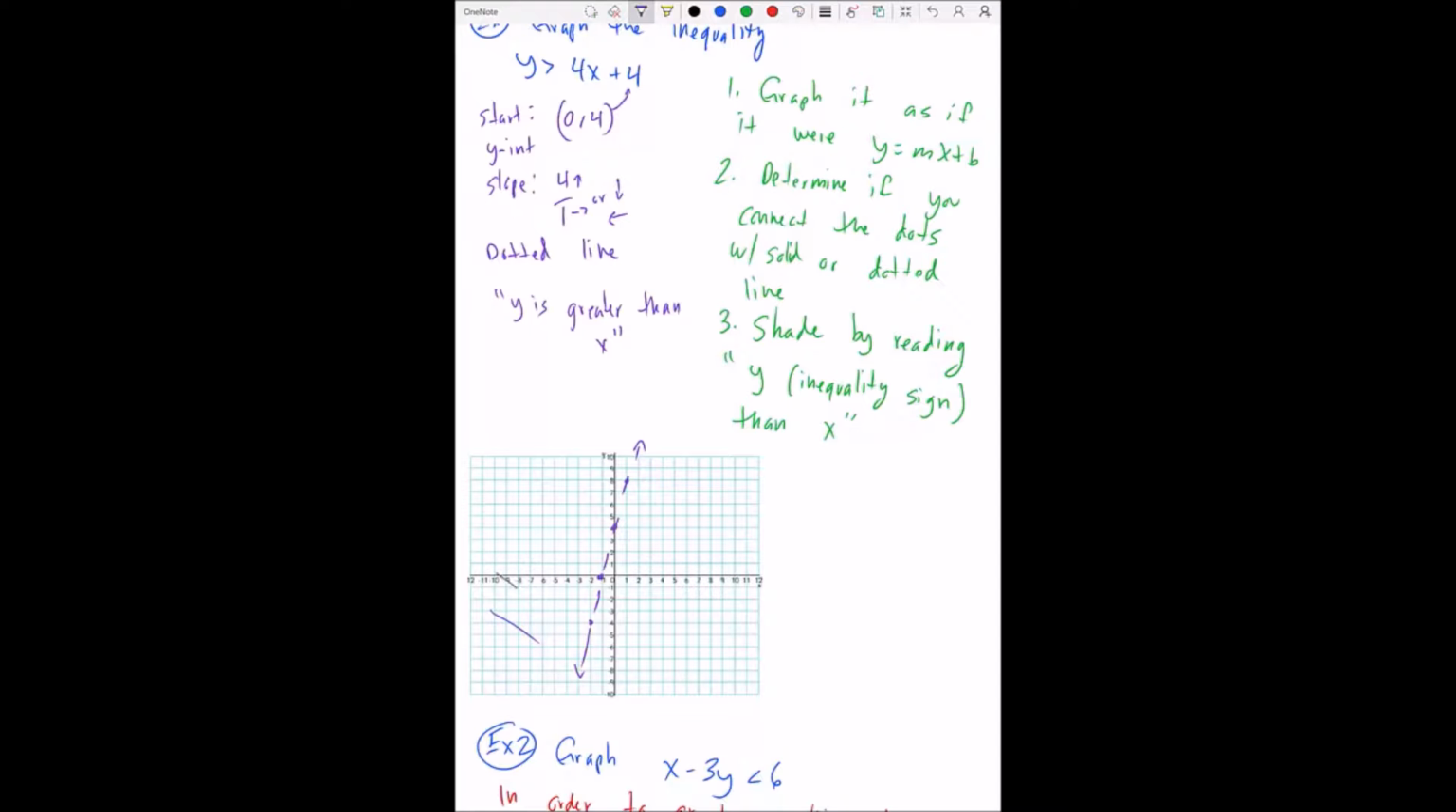The reason we shade up is that the line goes on forever, and we get into our higher numbers, our greater numbers. So it's good to know that if it's greater than, you're going to shade above the line. You want to go up. If it's less than, you want to go down, below.